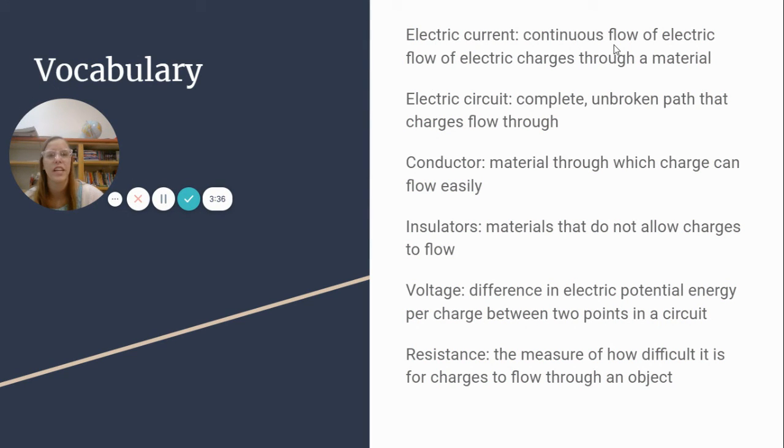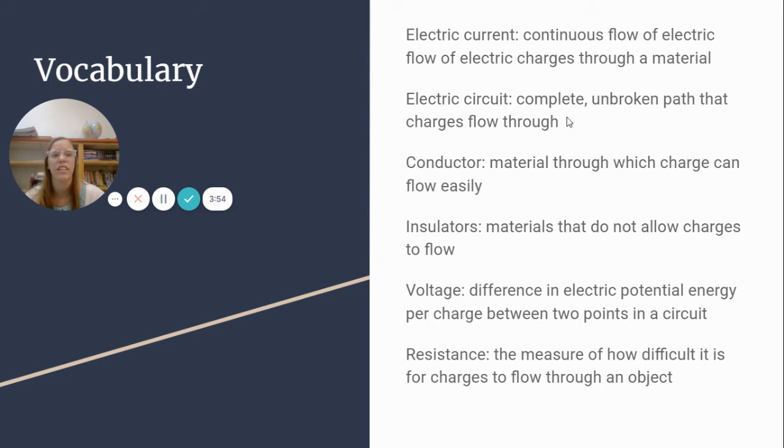So what is our vocabulary? Electric current is a continuous flow of electric charges. Now that I double checked that, I apologize. So it should be a continuous flow of electric charges through a material. And I will make sure I fix that for next time.